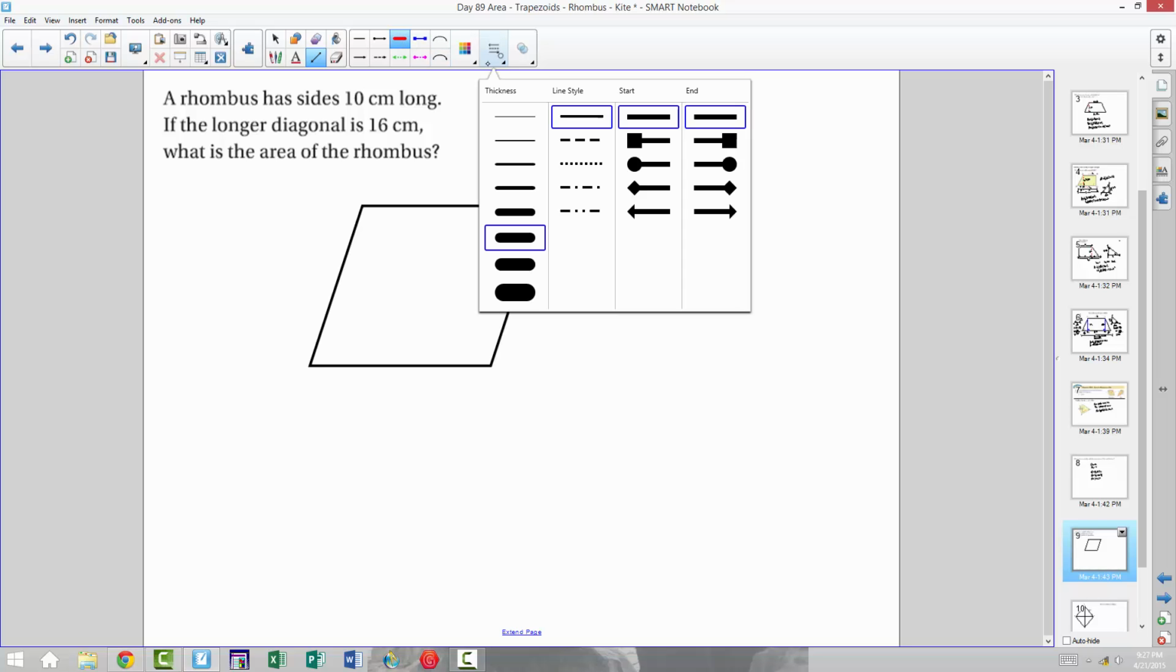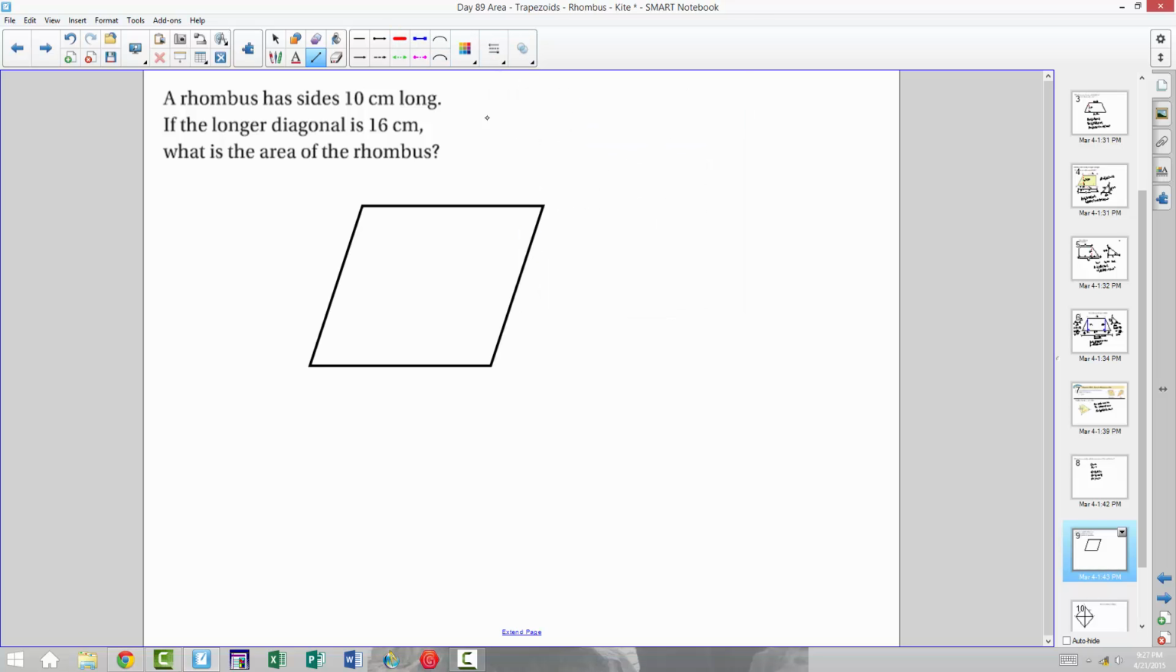So I have a rhombus with sides 10 and the longer diagonal is 16. So let's draw in my diagonals. You should know that the intersection of diagonals in a rhombus is perpendicular. So sides 10, 10, 10, 10, because in a rhombus all sides are equal. The longer diagonal is 16.